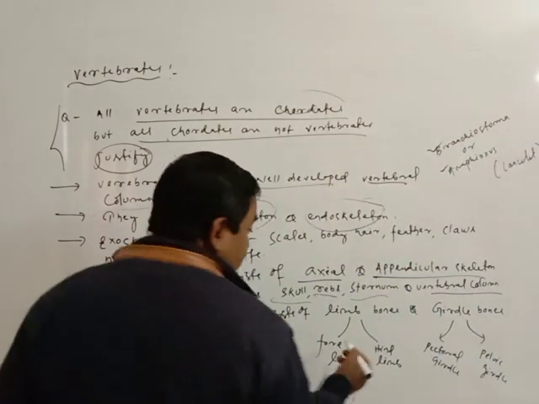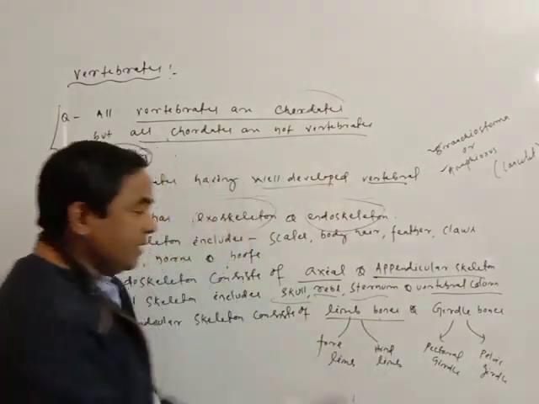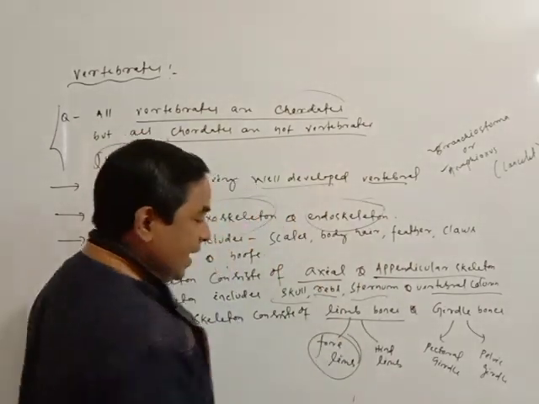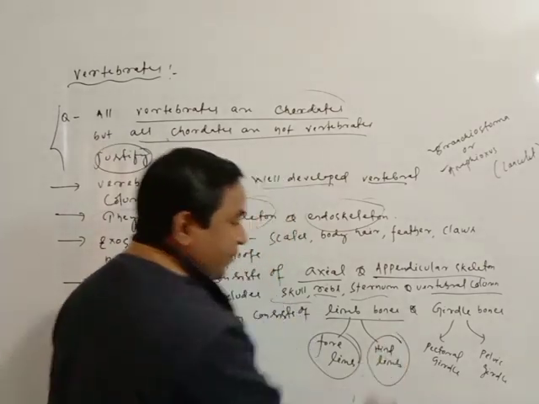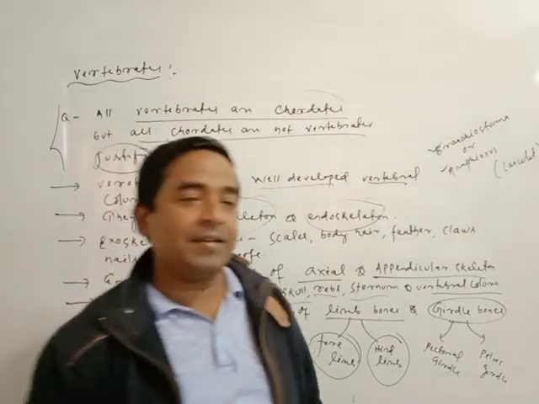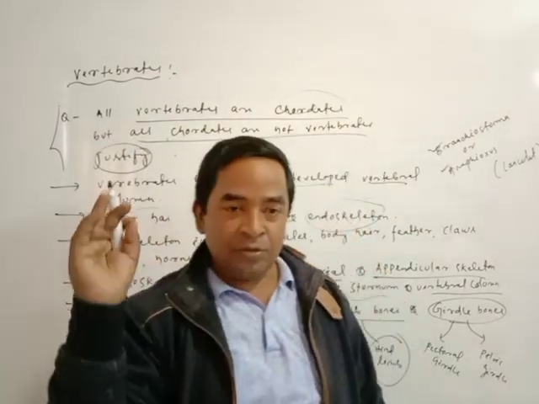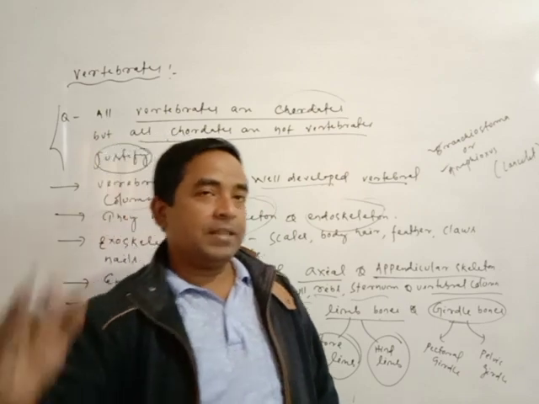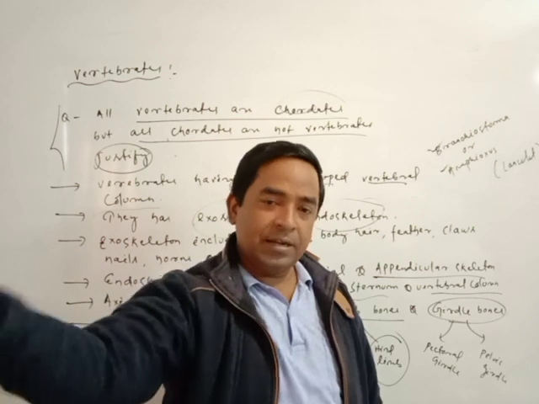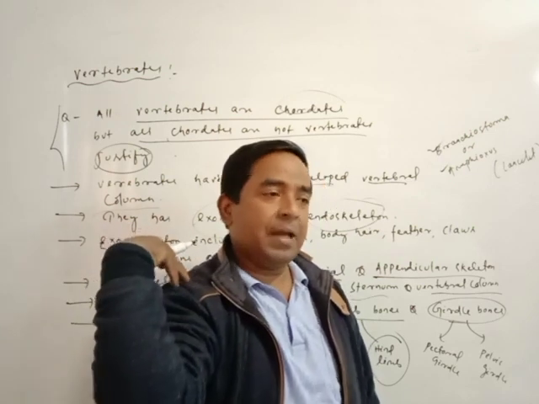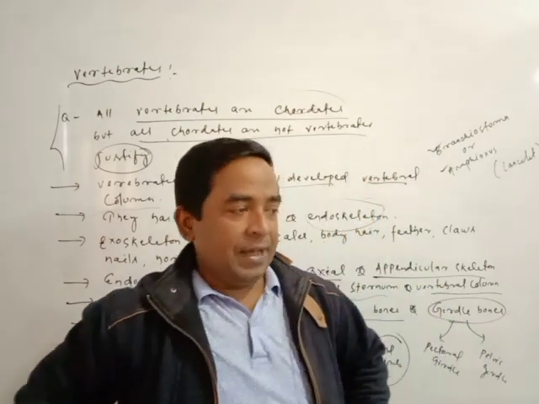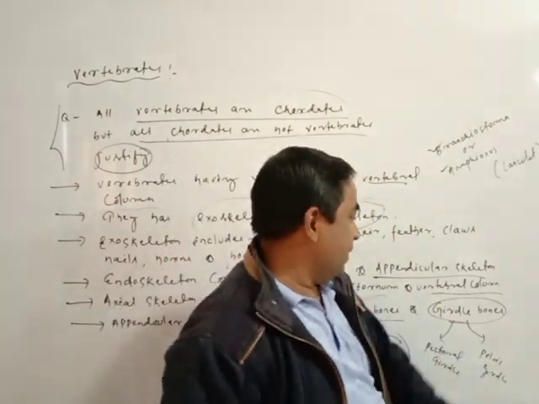The appendicular skeleton consists of limb bones. Limb bones means our forelimbs and hind limbs. Forelimbs consist of hand, hind limb consists of leg, and girdle bones. These are the bones which connect the axial skeleton with the appendicular skeleton. The forelimb and the axial skeleton with the vertebral column are connected by the pectoral girdle. The hind limb and axial skeleton are connected by the pelvic girdle.